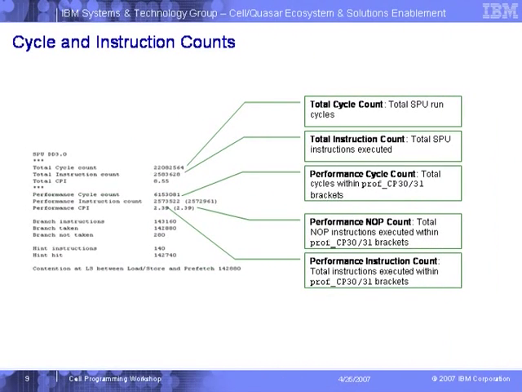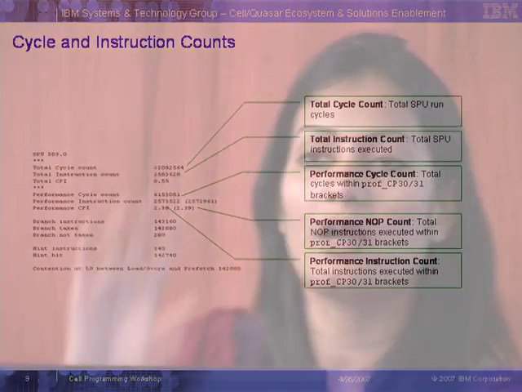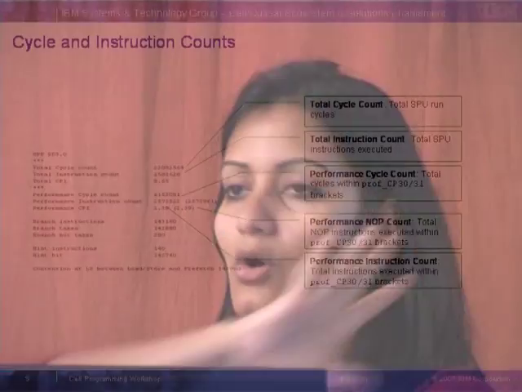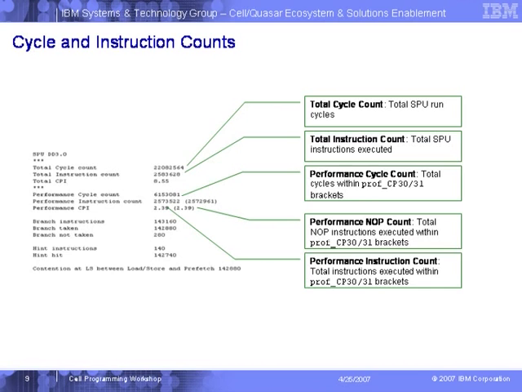Usually it should be between one and two, because otherwise there's something not right if there's more than two or three or four. So the total number of cycle count is here, instruction count is here, CPI is here, and then the performance cycle count. Basically, the performance cycle count starts when you started profiling the code. Before that, the total cycle count is all the instructions for the entire code. Performance cycle count is for the parts that you're trying to profile and optimize, that particular kernel.